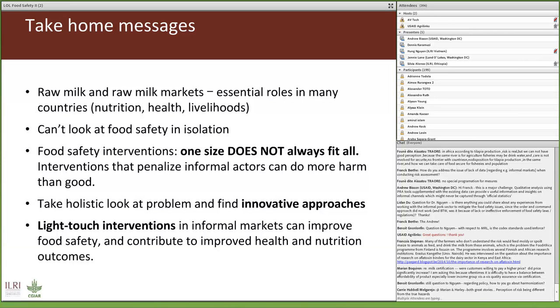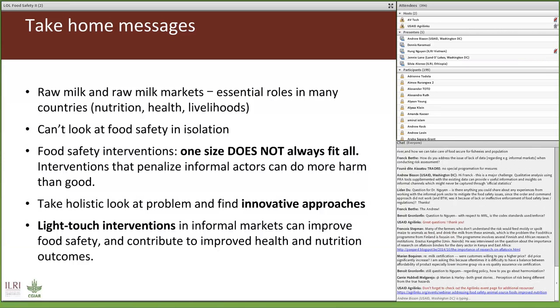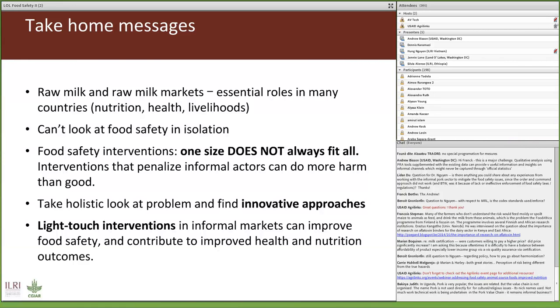First of all, raw milk and raw milk markets are important. As messy and complicated as they can be, they are important for many aspects: nutrition, livelihood, health. We cannot look at food safety in isolation. And we cannot think that any food safety strategy that has worked somewhere will work anywhere else. We have to look at and manage the problems with a context-specific approach. Often it's better to work with the source of the problem rather than suppress it, because that can have very unintended consequences. So let's look at it from a holistic approach and find innovative approaches that can help nutrition, health, and public health.